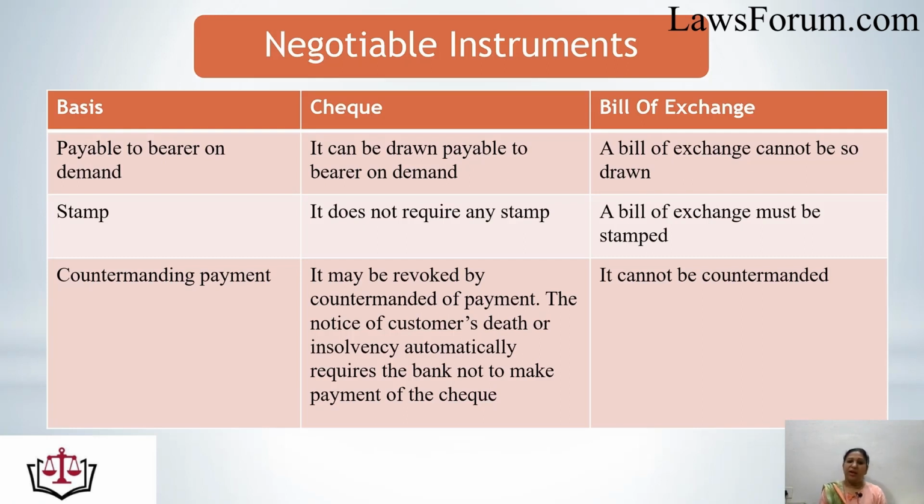Countermanding payment. It may be revoked by countermand of payment. The notice of the customer's death or insolvency automatically requires the bank not to make payment of the cheque, but the bank should receive such information before the payment of the cheque. But in case of a bill of exchange, it cannot be countermanded.